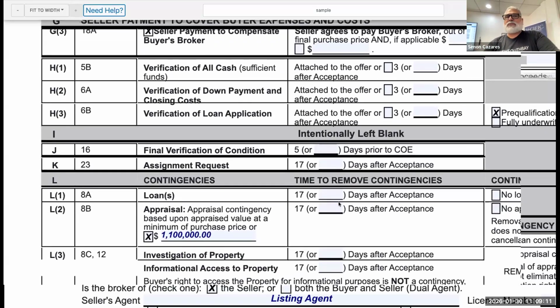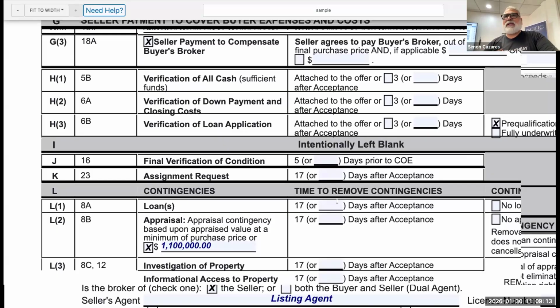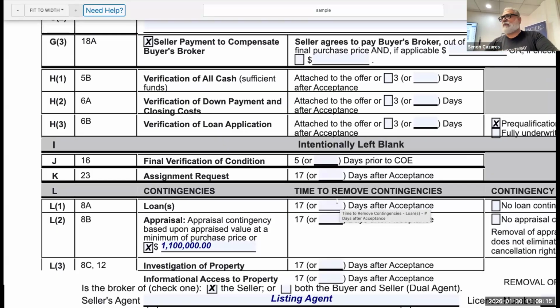Now, G3 is the most important of all. It's how we get paid. Okay, G3 is the most important paragraph, in my opinion, of everything. Without compensation, I'm not going to do any work. So here is the seller payment to compensate buyer or broker. This is what you're asking the seller to pay you for services rendered to represent a buyer and help the buyer get to the finish line.